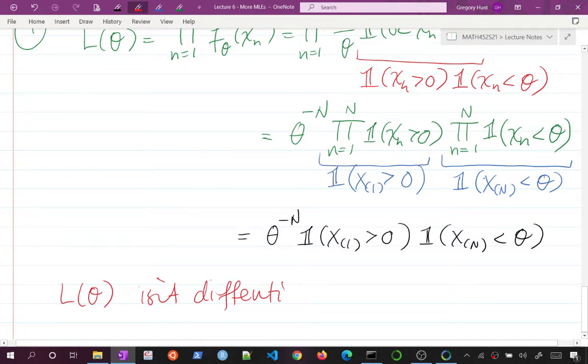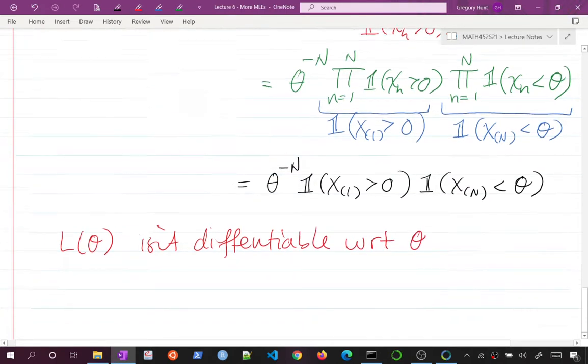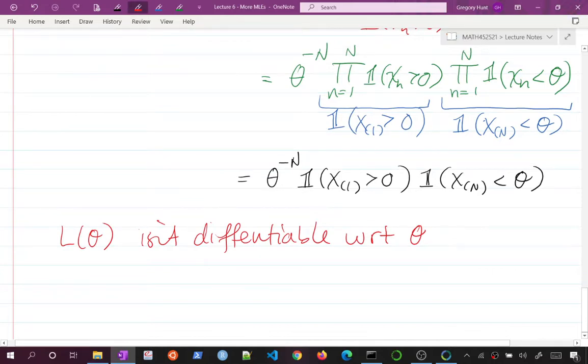That's not how you spell that. Differentiable with respect to theta. Why do I say that? Because as I change theta, if theta is bigger than the maximum, the whole indicator is 1. If theta is less than the maximum, the whole indicator is 0. So you go from 1 to 0 as theta crosses through the maximum.